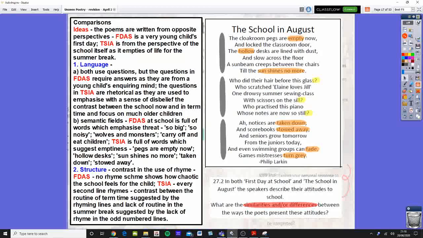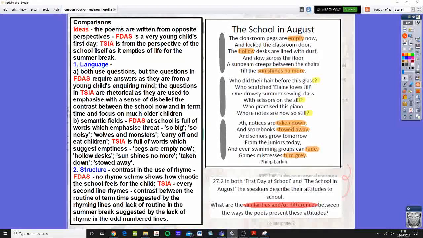Now, language examples, I've just picked a couple out, but I should really have started with B first, but I didn't. I started with A. So A is both use questions. Now, that's something they have in common. However, if you look at the questions, they're quite different. So in First Day at School, the questions are not rhetorical. They require answers. This is a young child with an inquiring mind who is really wondering about everything around them and what it all means. It's somebody who is completely in a world that they haven't been in before and is confused by it.